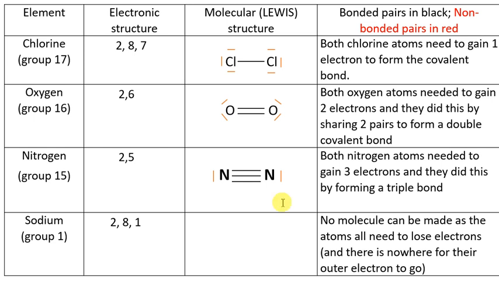That's a Lewis structure. Sodium, group 1, electronic configuration 2,8,1. No molecule can be made, as the atoms all need to lose electrons, and there's nowhere for those outer electrons to go.